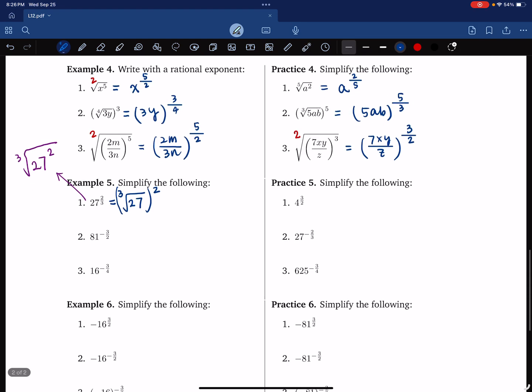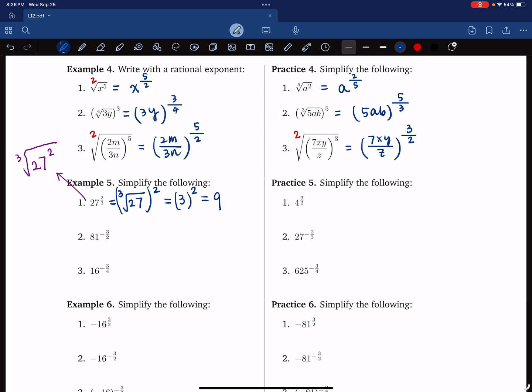It's cube root of 27 raised to the second power. So I'm going to follow the order of operations. We have parentheses. That means we're going to do cube root of 27 first. We did that before. It's 3. And then we're going to raise this 3 to the second power, which is 9.